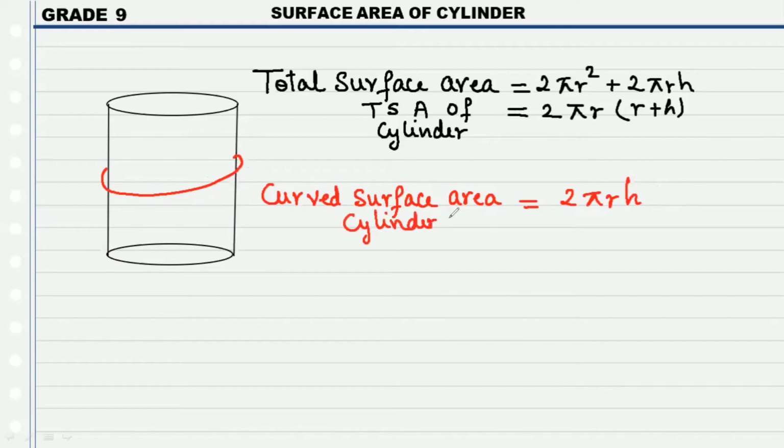And until and unless stated, children, r will always be the radius of the bases, circular base. Okay, now because you see you have only two circles here. So your r is the radius of the circular bases. I hope students you all are clear with this. If any doubt, please do let me know. Okay, now let's start with the questions related to the same topic.